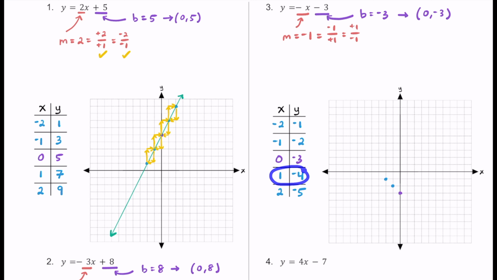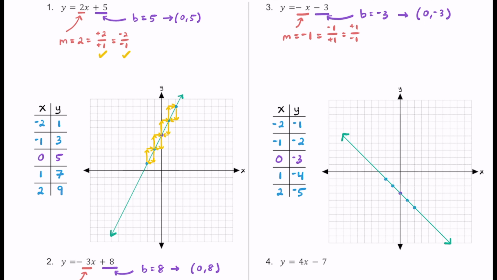Then this 1, -4, that's going to be in quadrant 4. That's 1 to the right and then 4 down. That's going to be down here. And finally, 2, -5 is going to be also in quadrant 4. That's 2 to the right and then 5 units down. So these are all of our points. We can go ahead and make a line to connect them all. So something like this. I'm just going to go ahead and make this a little longer so we can see the continuation, and it goes in both directions forever. And so that would be the graph for this.